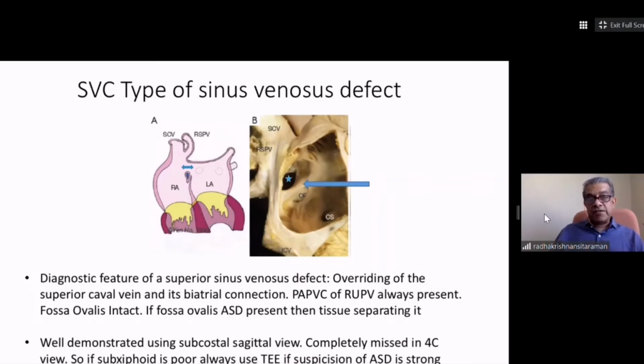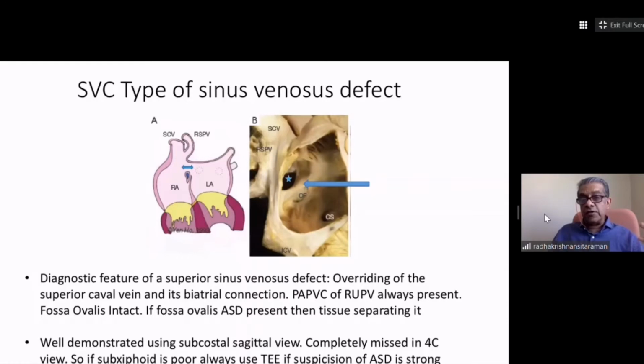SVC type of sinus venosus defect is basically defined as an overriding of the superior caval vein with a biatrial communication. So per force, it's a very superior defect. What is always associated is a PAPVC of the right upper pulmonary vein. It is part and parcel of the defect.